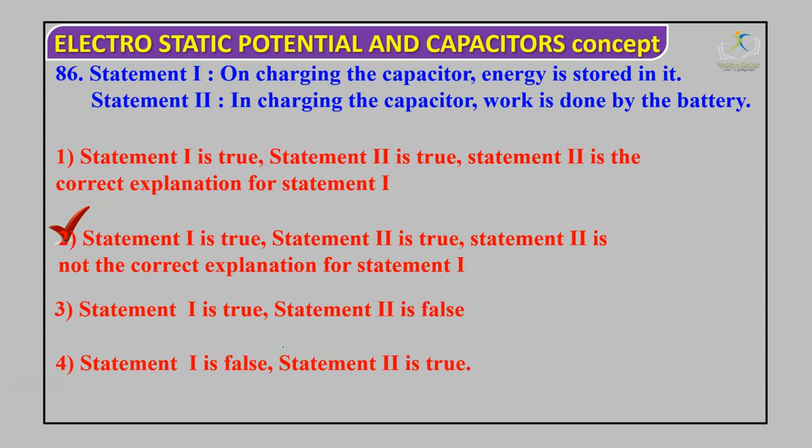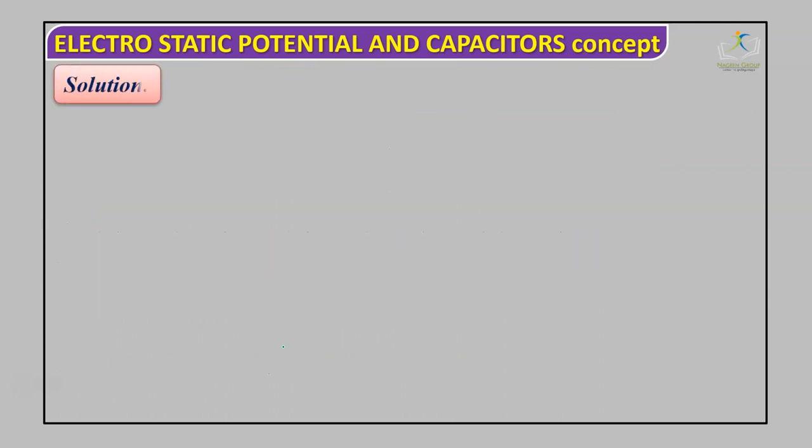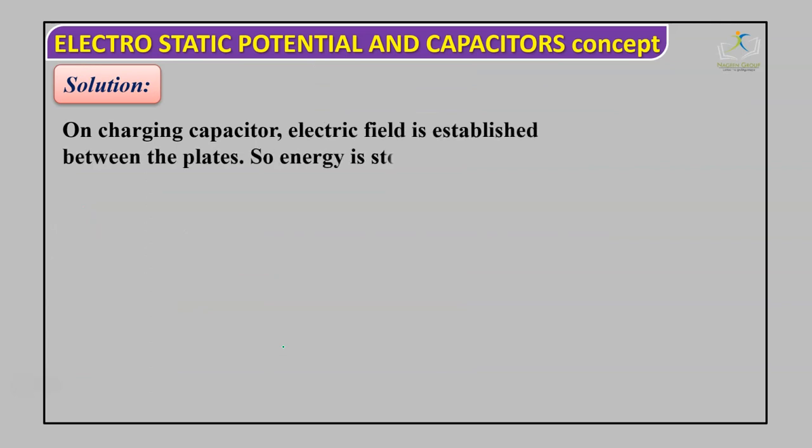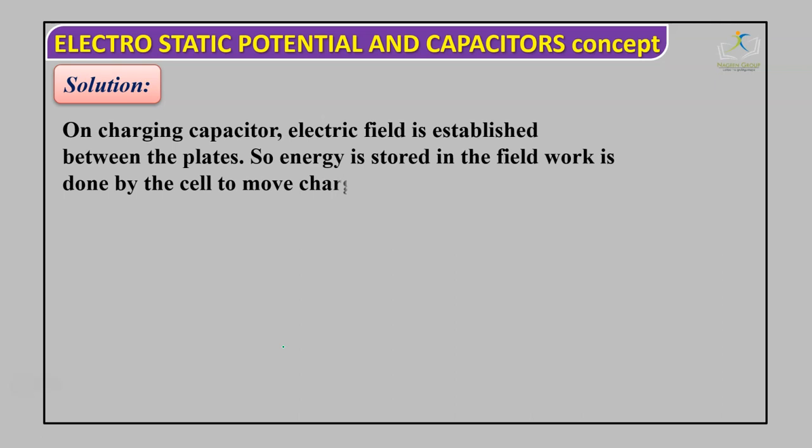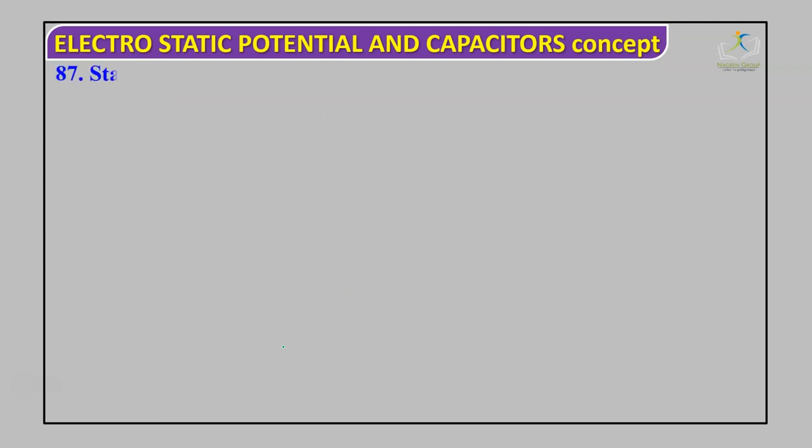Let us see by the solution. On charging the capacitor, an electric field is established between the plates, so energy is stored in the field. Work done by the cell moves the charges. According to that, the second option is the correct option.